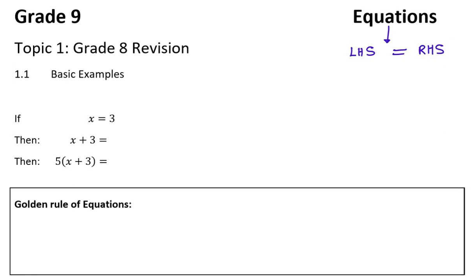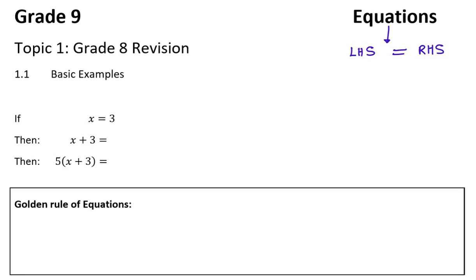Now, probably this lesson is going to be the most important because it sets us up for the basic skills of solving equations. And they're really important. And the first basic skill is something which I like to call the golden rule of equations. Now, the golden rule of equations will help you to solve equations from now until matric. It's that important. So let's look at the example I've written down.